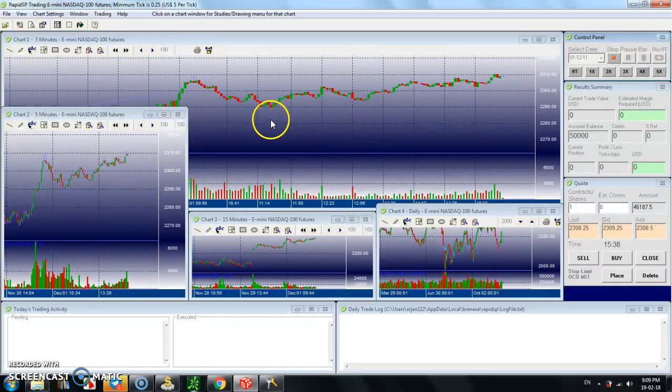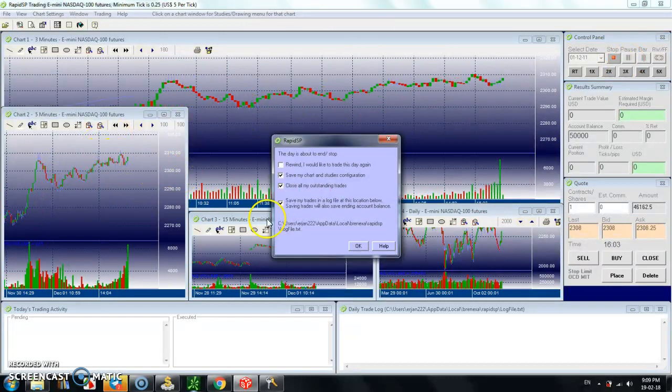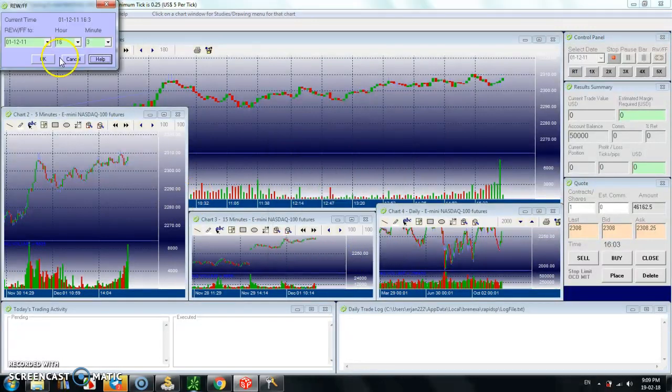So I can do multi-time frame analysis, right? See, it's moving. The day is about to end. Stop, rewind. I would like to trade this day again. Save my chart, close all my outstanding trades, save my trades in a log file. Yeah, so you can rewind it.